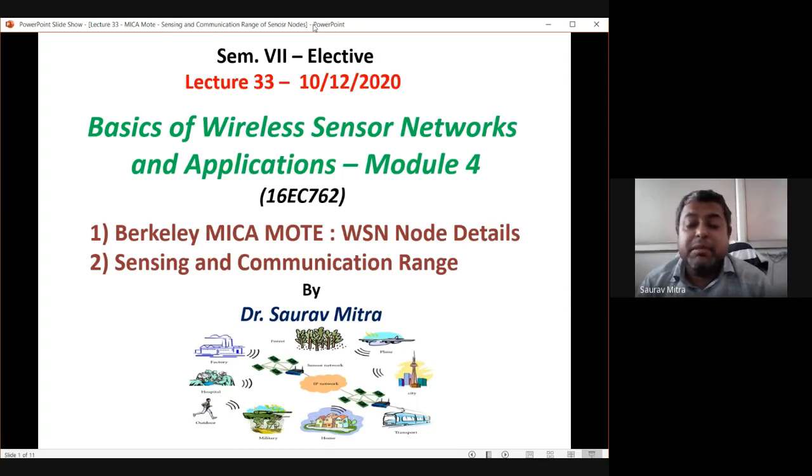Okay, so there are intermediate hops, there is a multi-hop structure. Through multi-hop, the data is finally transferred to the sink node or base station. At the base station, data comes from many such cluster heads. So the base station does a second level or higher level of data processing, and a final inference is drawn from all the fused data from all the cluster heads.